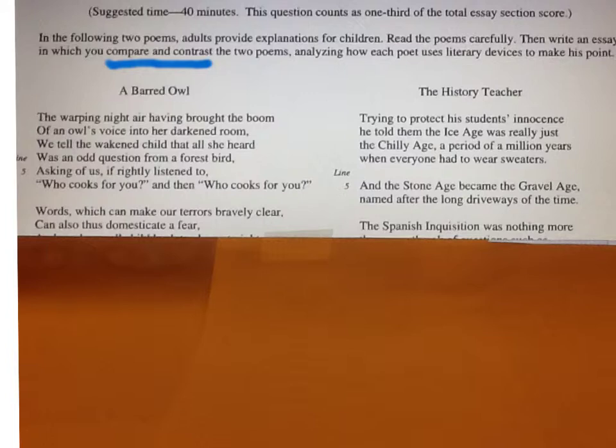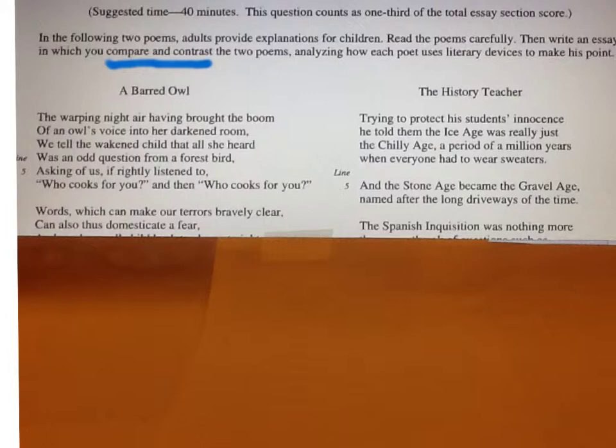So one thing that they've done here is they have left it very wide open as to what you can discuss. Let's read the prompt. In the following 2 poems, adults provide explanations for children. So they're already giving you a point of comparison. Both of these are about adults relating to children. So that's probably something they're going to want you to compare and contrast.